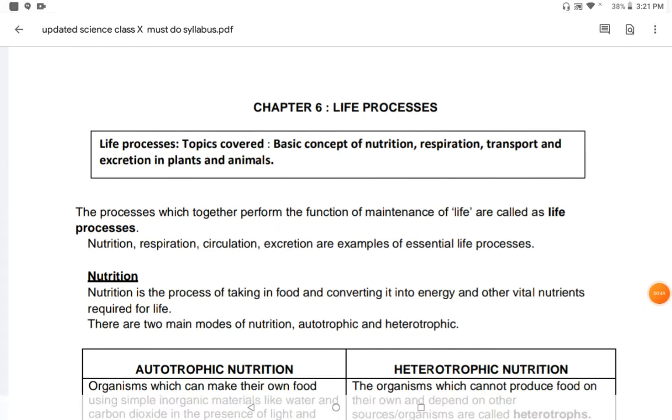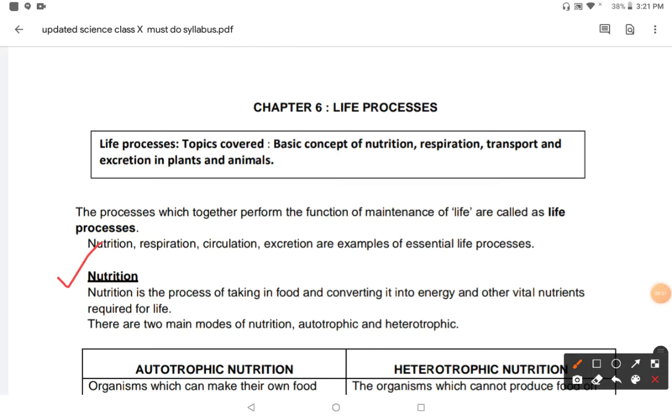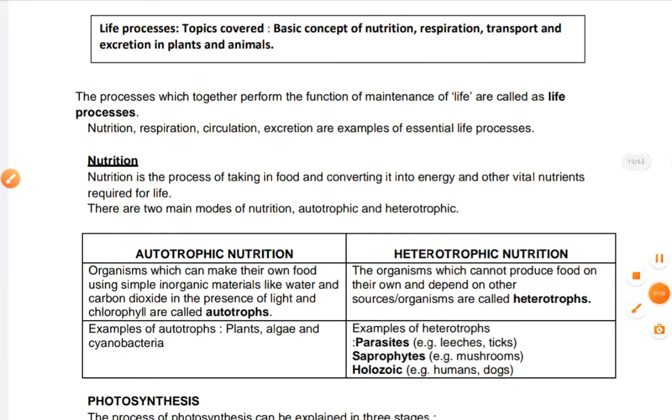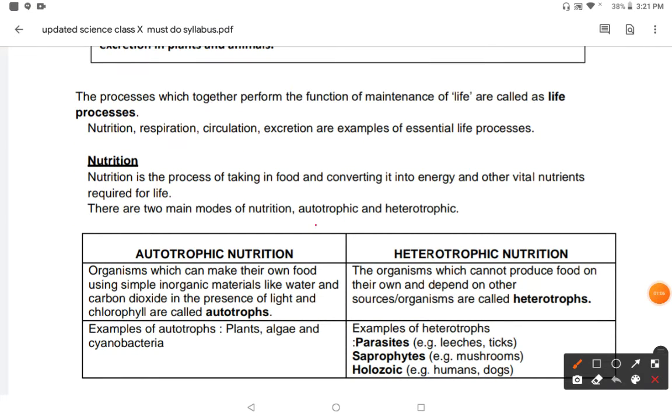And now first of all we will discuss nutrition. What is nutrition? It is the process of taking in food and converting it into energy and other vital nutrients required for life. Mainly there are two modes of nutrition. One is autotrophic, the other is heterotrophic. You can make a table for differentiating autotrophic and heterotrophic nutrition.